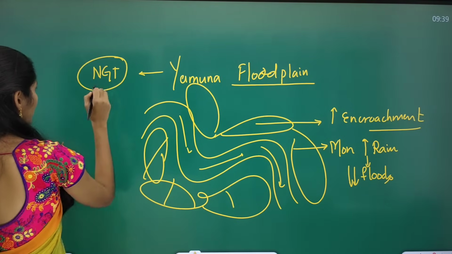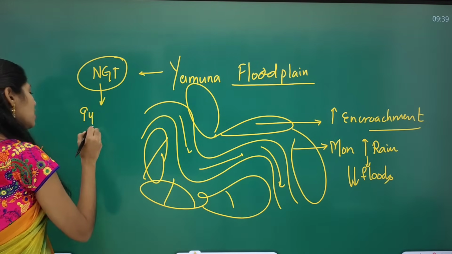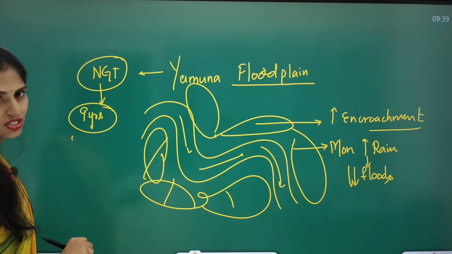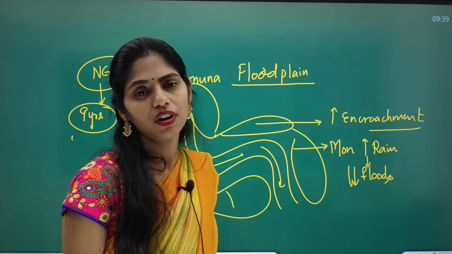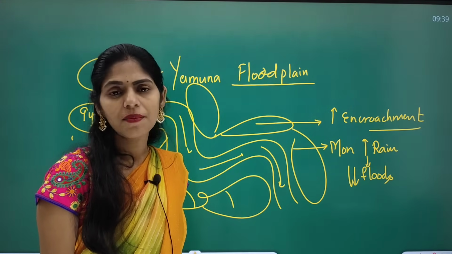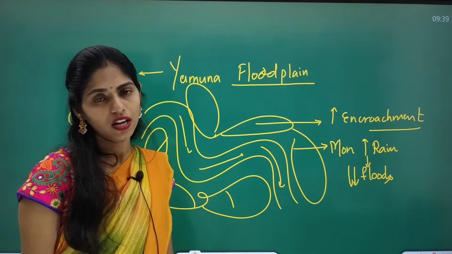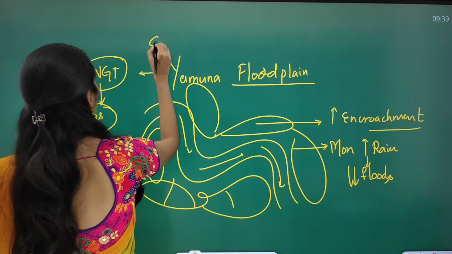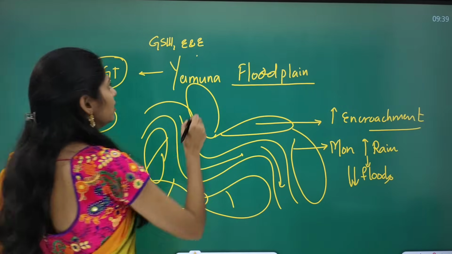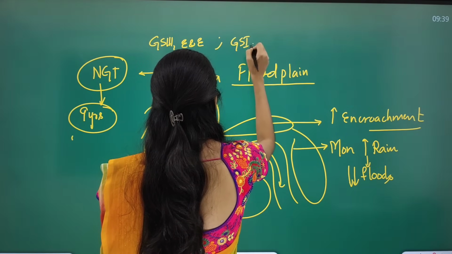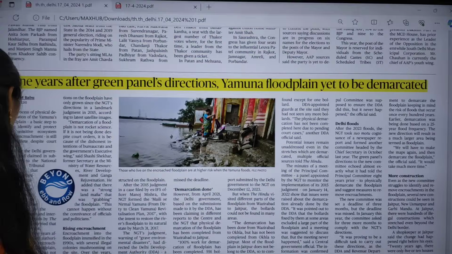NGT also said that we have to go for demarcation of these floodplains, but it has been 9 years and no progress has been seen in this region. Okay, so here you have to understand the details and the case that was filed to demarcate the floodplains of Yamuna, and you have to see what this floodplain is and what its importance is. These are the dimensions which are important from your GS Paper 3 under environment and ecology. And even this topic is important from GS Paper 1 under geography. Clear? So now let us see this topic in detail.